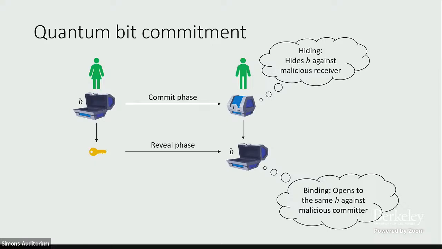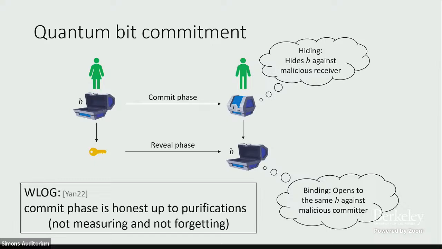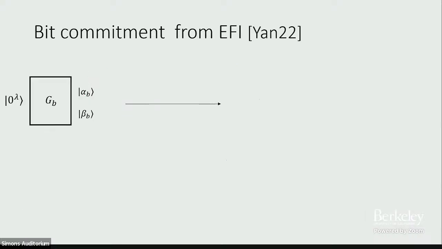And I'm not talking about quantum bits, just classical bits. So what we know is a really nice observation by Yan, that Fermi also mentioned earlier: without loss of generality in quantum commitments, it's enough to build commitments against an honest committer. What I mean by honest is that it follows the protocol, except maybe not forgetting or not measuring, but it's supposed to measure. So it's enough to do that. Let's see how to do bit commitment from EFI.